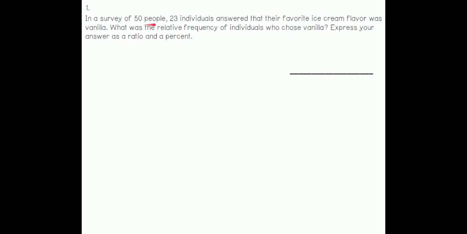In a survey of 50 people, 23 individuals answered that their favorite ice cream flavor was vanilla. What is the relative frequency of individuals who chose vanilla? Express your answer as a ratio and a percent. So 50 people were surveyed. 23 of them liked vanilla, so a little bit less than half. So 23 of them said vanilla, 50 of them total. So, the raw number is 23. 50 is the total. What percentage is that?